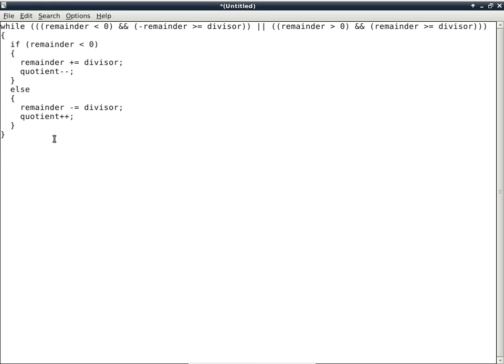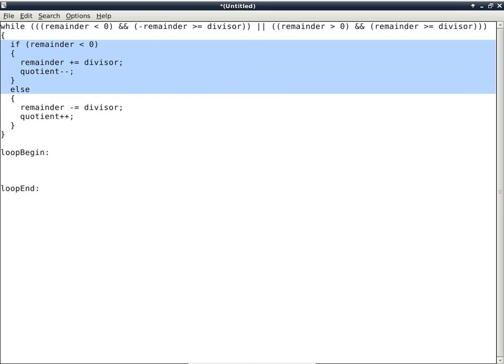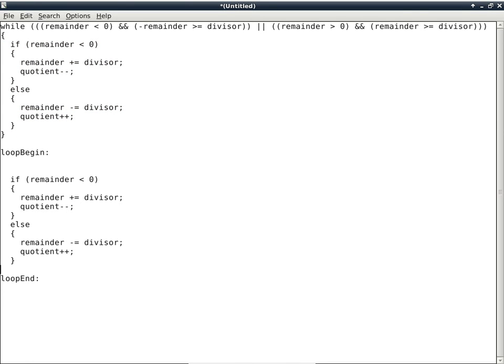The first step is to say, okay, I want to turn this loop into labels and a conditional statement with a goto. Nothing more than that. So what you say is, this is loop begin, and then you have loop end here. And then you just copy and paste the entire block down there, between loop begin and loop end.